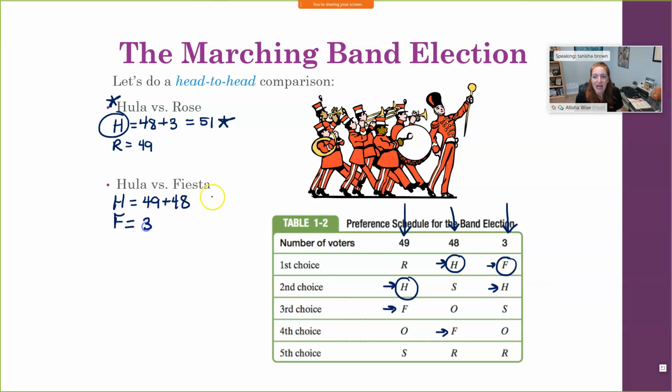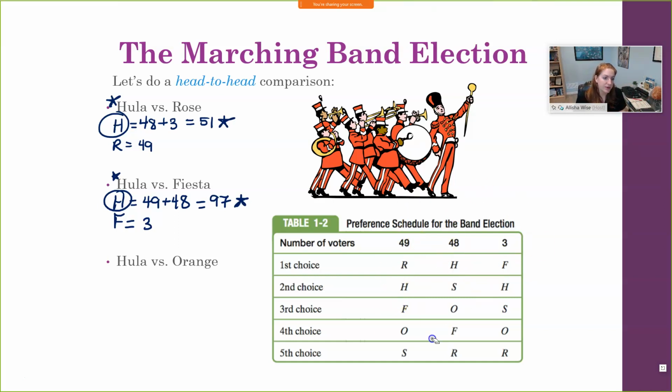Fiesta. Those 3 votes don't really do much for fiesta. So H would win that head-to-head comparison again. Hula would win that head-to-head comparison. So hula's doing pretty good right now. But there's a lot of different head-to-head comparisons that we would need to make. I'm just going through some of those right now.